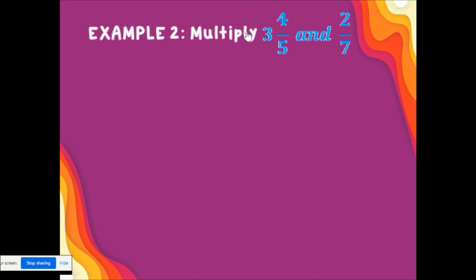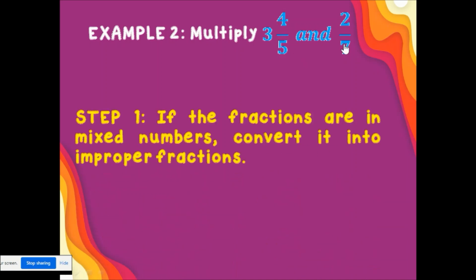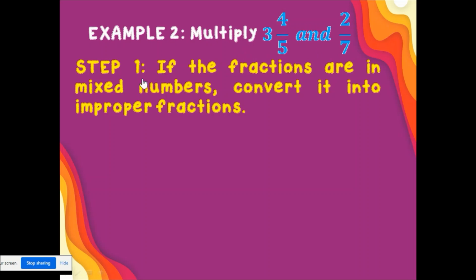Example number 2. Multiply 3 and 4 fifths and 2 over 7. So, our first step is if the fractions are in mixed numbers, convert them into improper fractions. Since 3 and 4 fifths is a mixed number, let us convert this into an improper fraction. So how do we convert into an improper fraction?